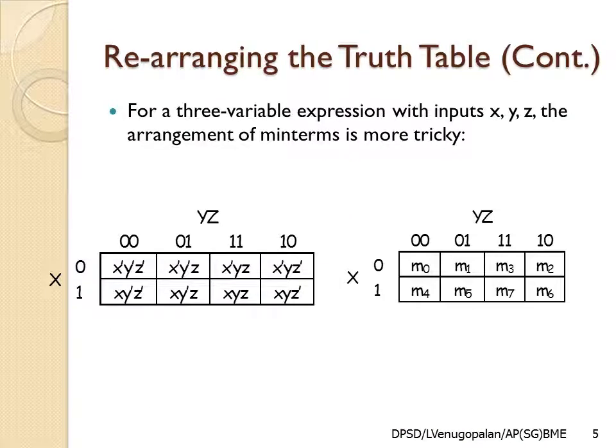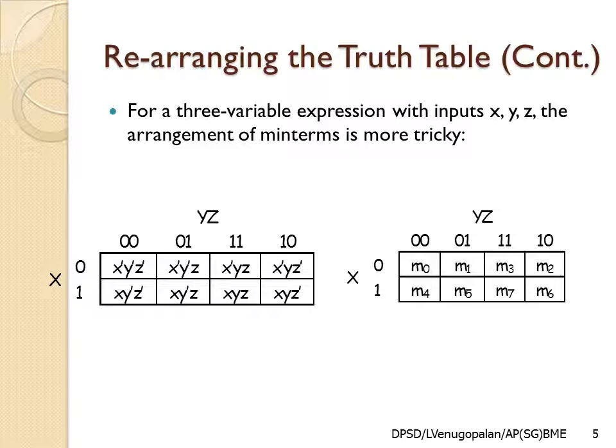So if it's 3 variables, you've got x, y, and z. If it is 2 variables, then one represents the row and the other one represents the column, right? If it is 3 variables, one can represent the rows and the other two combined together can represent the columns. For example, I have my x as the rows and y, z as the columns. So when x is 0, y is 0, and z is 0, I get x' y' z' as my min term. When x is 0, y is 0, and z is 1, I get x' y' z as my min term, and so on.